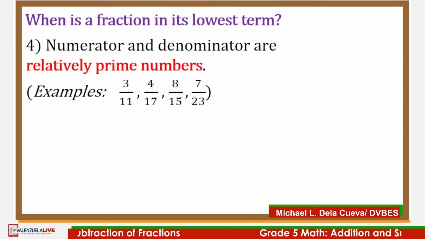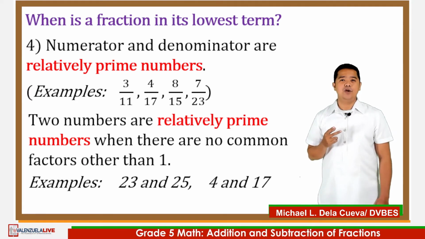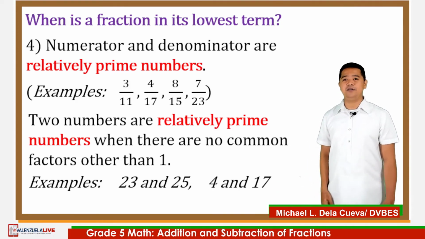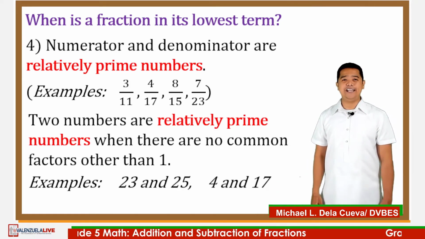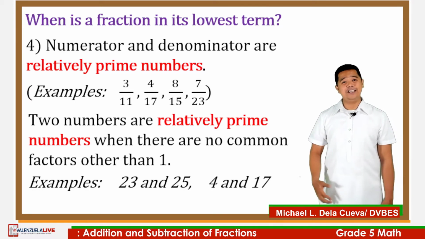And for the last, if the numerator and denominators are relatively prime numbers. Examples are 3/11, 4/17, 8/15, 7/23. Two numbers are relatively prime numbers when there are no common factors other than 1. Here's the examples. 23 and 25, 4 and 17, and so on.